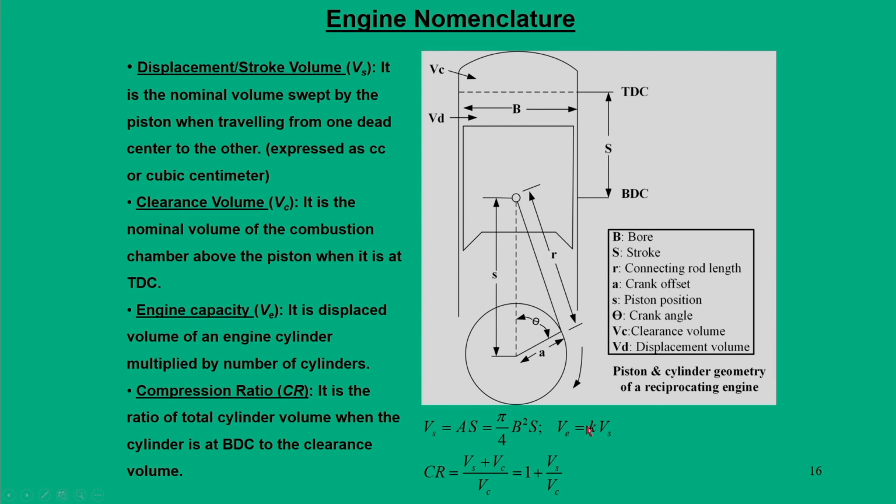If there are k number of cylinders, then the total engine capacity VE is equal to k times Vs. Now, based on the definition of compression ratio, it is the total volume to the clearance volume. Total volume constitutes two parts, stroke volume plus clearance volume, divided by clearance volume. Finally, the compression ratio is mathematically represented as Cr equals 1 plus Vs by Vc.